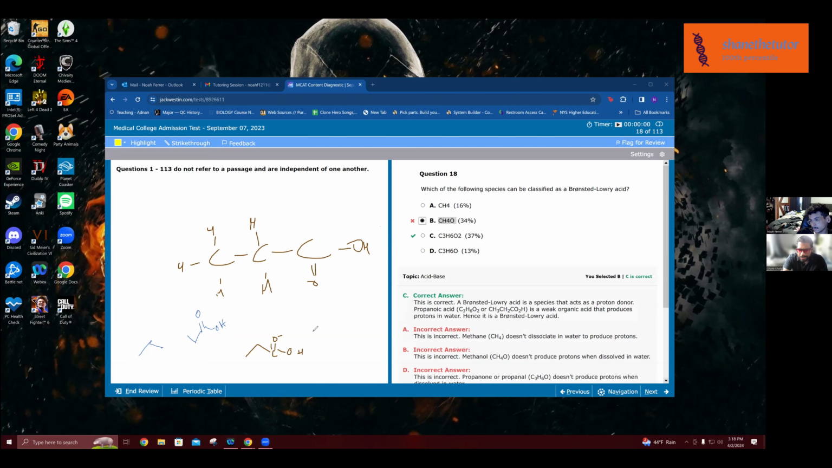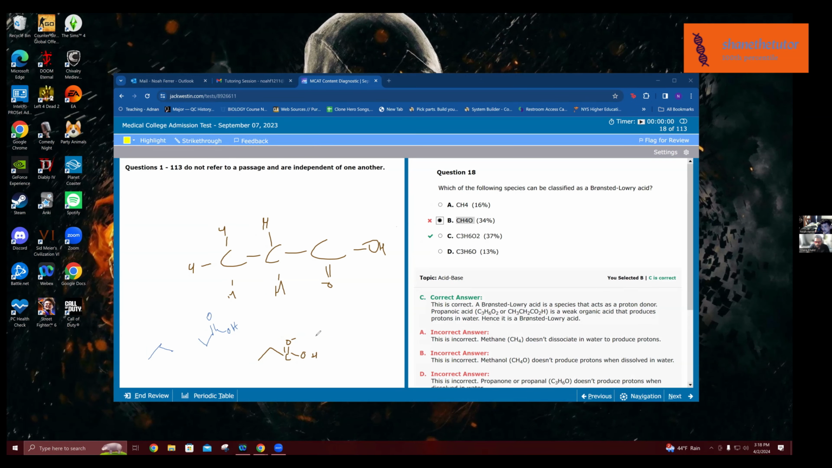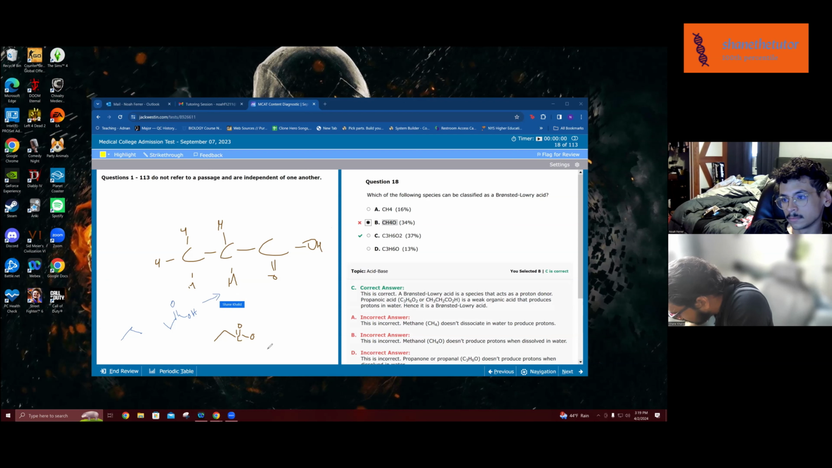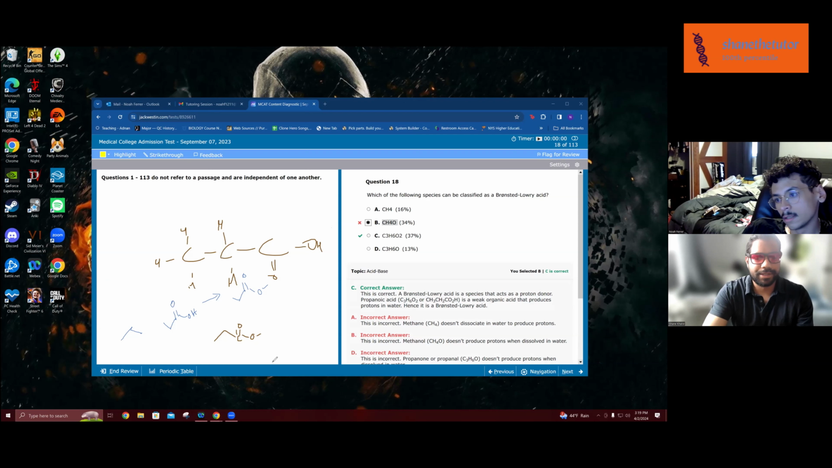Actually, no. If it loses a proton, we lose this H over here, right? And then it's ready to grab on to anything around. So when it loses that H, it would turn into that, right? An O minus. What happens with that O minus?